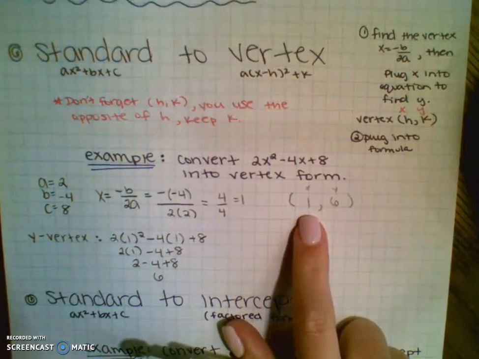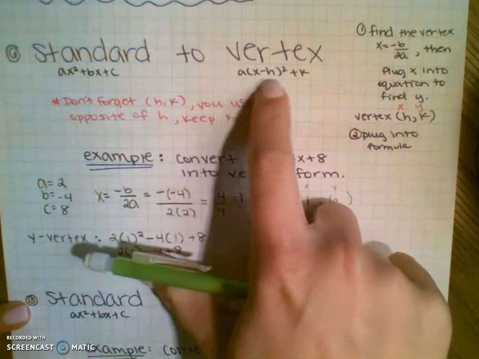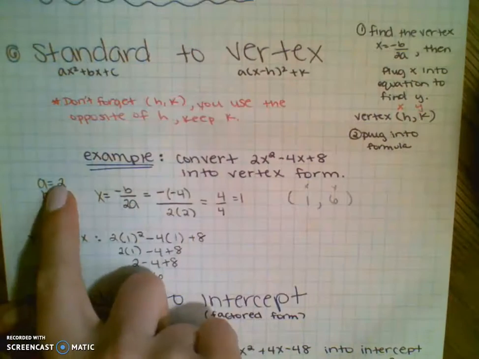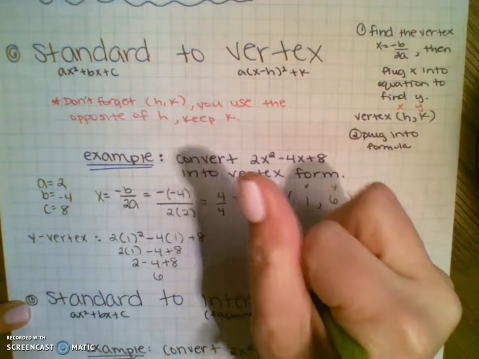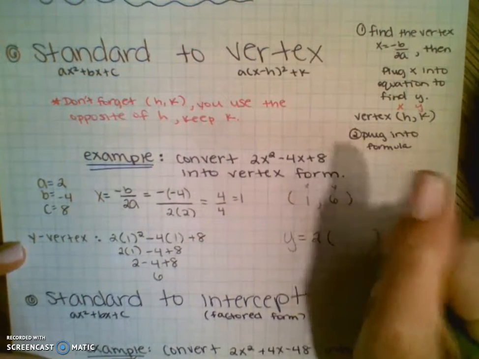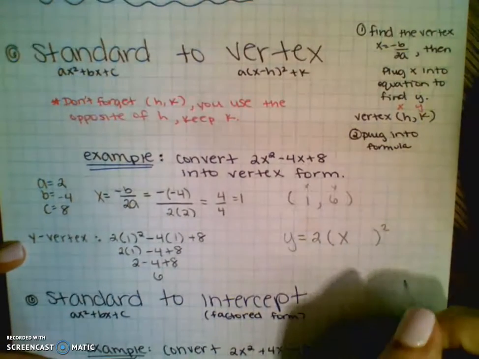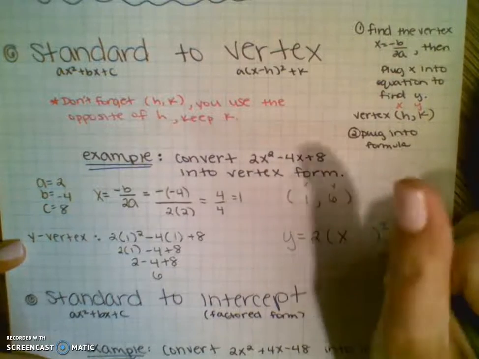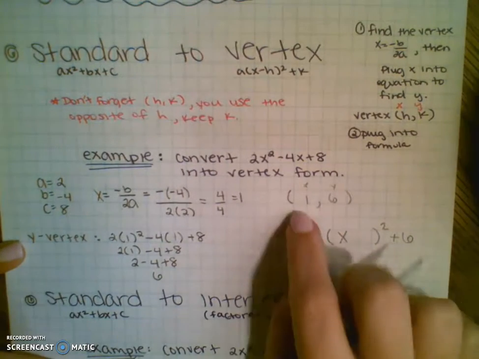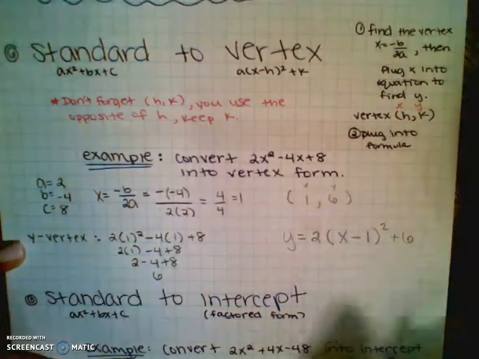Okay, so what that means is I need to use, this is what it's going to look like. Besides finding my vertex, I also need my A because that's what goes out front. Well, I already have it. So this is going to be y equals A, which is 2, something squared, and then something at the end. It's always going to be an x. The part at the end stays. That's the 6, a plus 6. However, this part inside is the opposite of whatever this is. So this is a positive 1, so in here, you need to write -1.